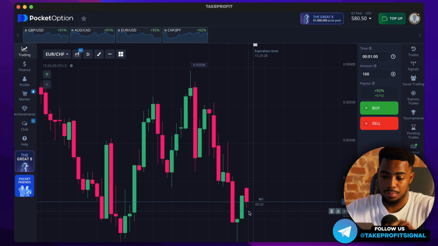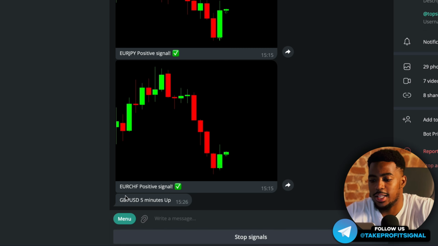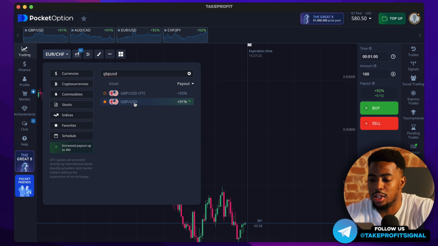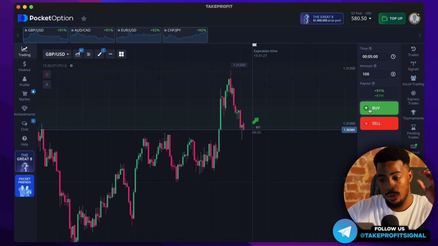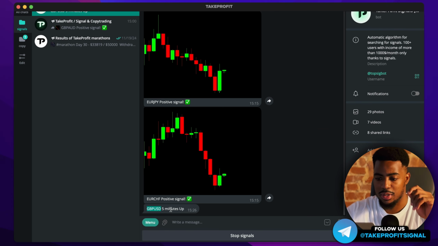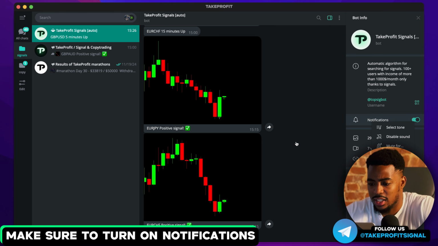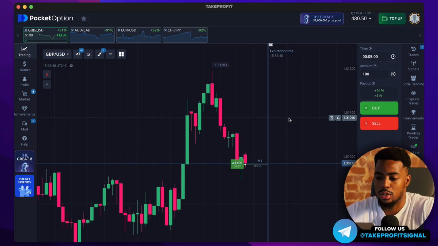So let's move on. Alright guys, we are receiving a signal from the robot, so let's quickly copy the asset name and paste it here. Our signal was for 5 minutes and for an upward movement. So let's quickly open a position. I think we can skip the analysis. You just need to turn on the most important notifications from the robot so that you can react clearly and quickly to the trade.